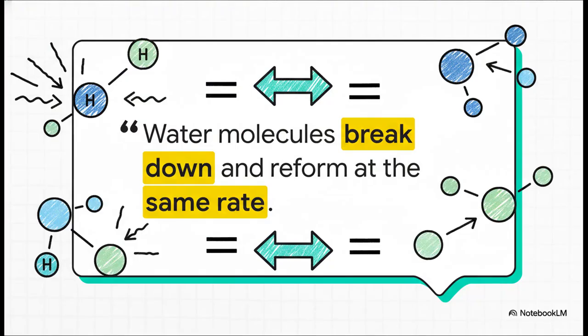And this is the exact idea you need to communicate. At equilibrium, the reaction hasn't just stopped, not at all. It means the forward reaction, where water is breaking down, is happening at the exact same speed as the reverse reaction, where the ions are getting back together. It's a perfect balance. That's the key.